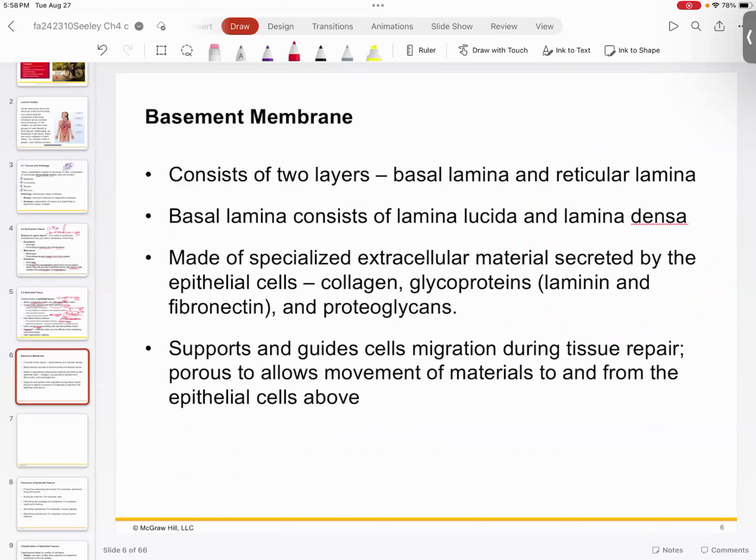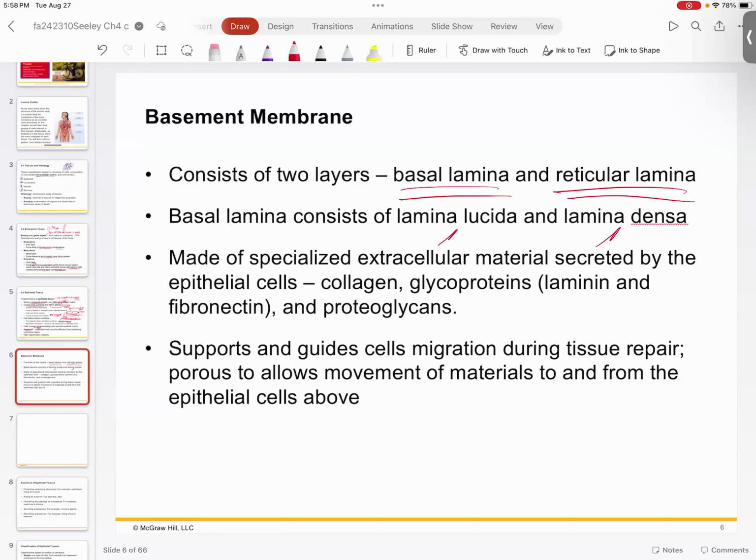Now let's take a closer look at the basement membrane. The basement membrane itself has a couple of different layers. There's what's called the basal lamina and the reticular lamina. And within the basal lamina, which is just a region of the basement membrane, you have two regions called the lamina lucida and the lamina densa. And we'll take a look at this here in just a second.